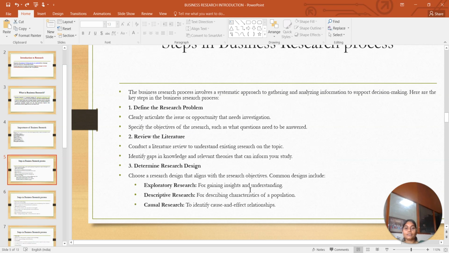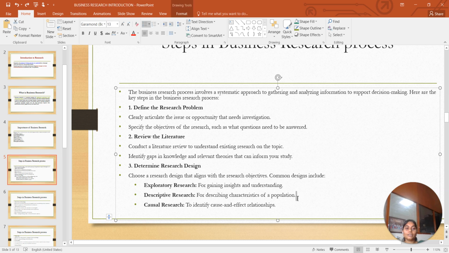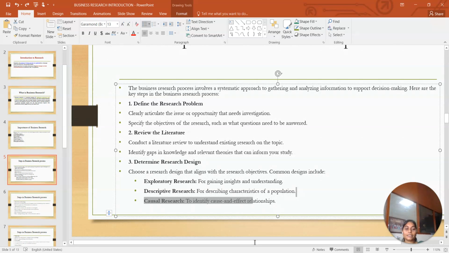causal research. Exploratory research is for gaining insights and understanding of the research, and descriptive research is based on the historical data and population of that particular study, and it also gives us the trends and patterns of the research methods. And causal research identifies the cause and effect relationship. It is also called diagnostic research.